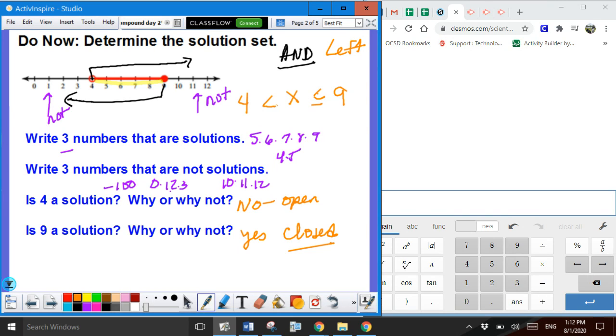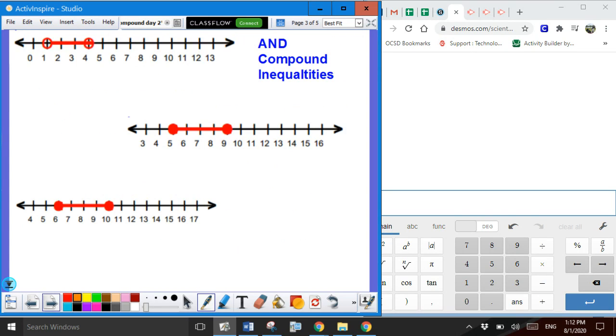and greater than 4. And we read this: x is less than or equal to 9 and x is greater than 4. We read from the variable, okay? And we actually use the word "and." Okay, and the other type was an "or," and we'll look at those in a second.